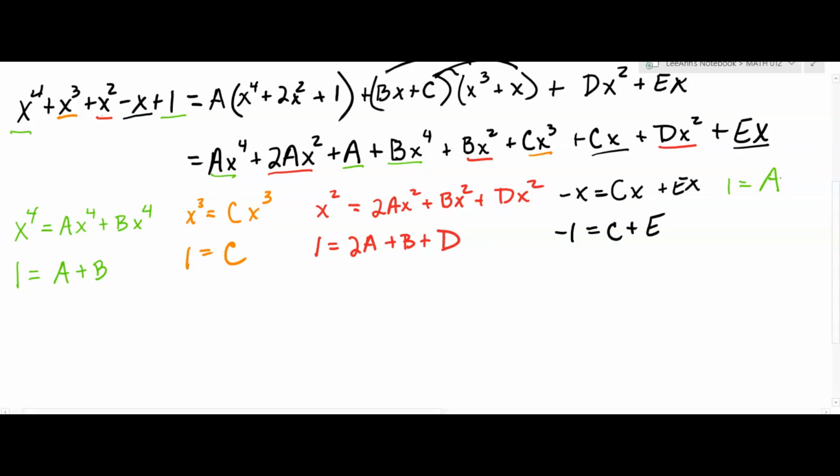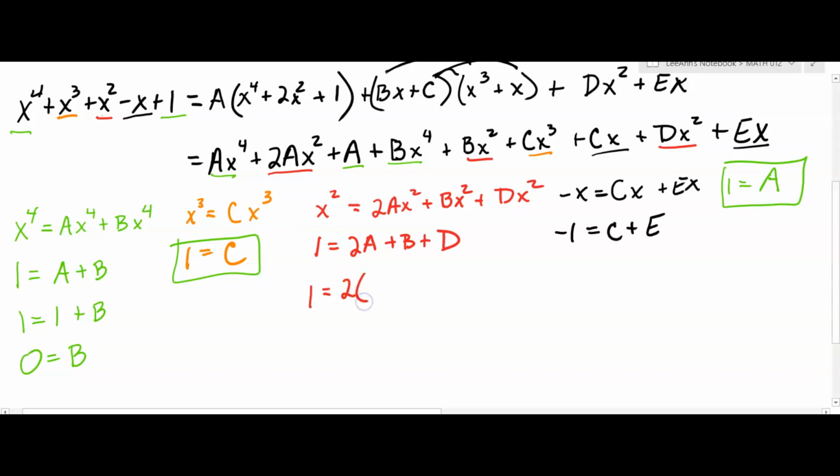Take your time on that part because you've got to get them matched up correctly. We already know C and we already know A. So nice, that means I know what B is. If A was 1, then B must be 0. So I've got A, B, and C figured out. And then I can figure out D: 2 times, what was A? 1, plus 0 plus D. So I'm getting 1 equals 2 plus D, or D equals negative 1.